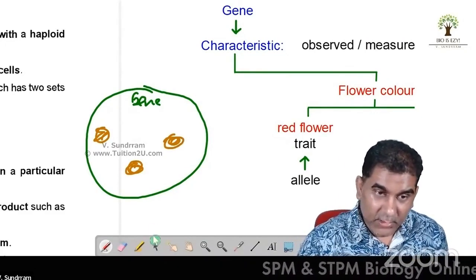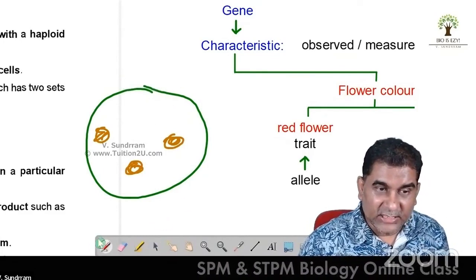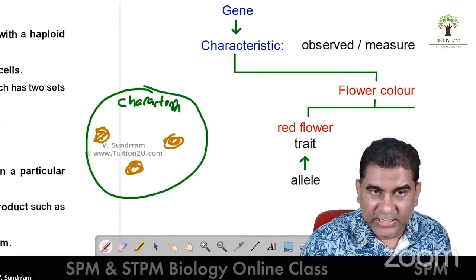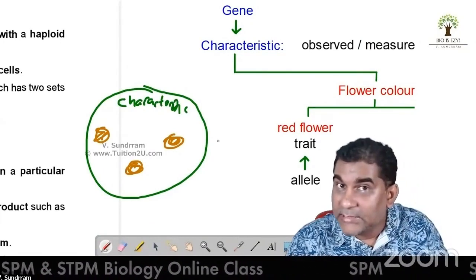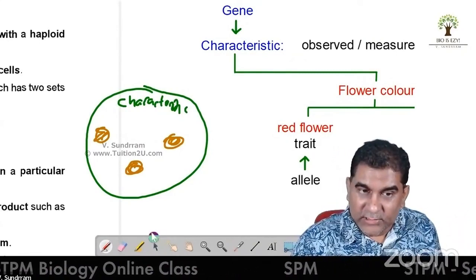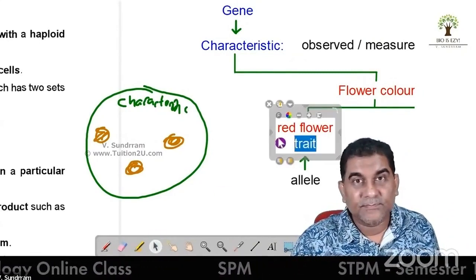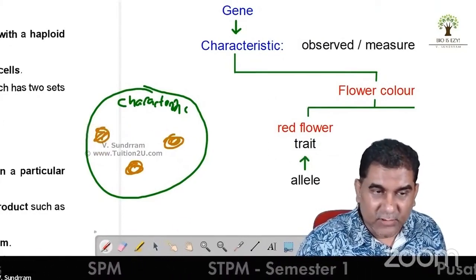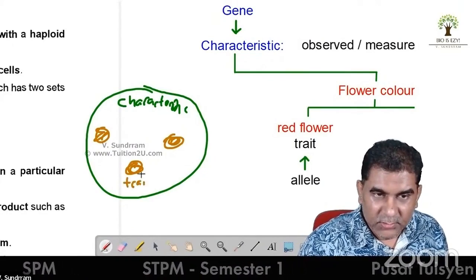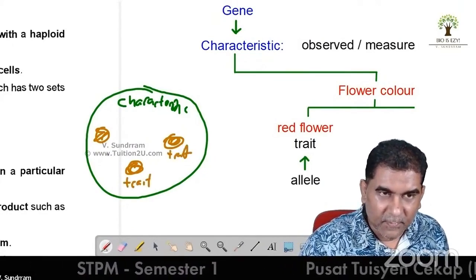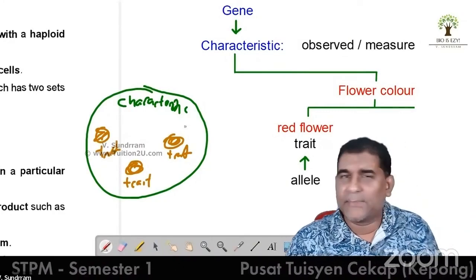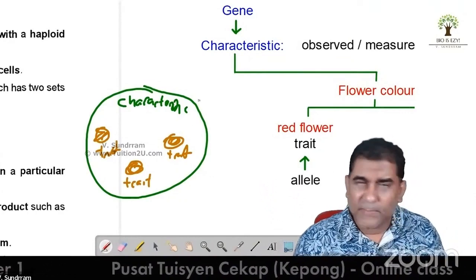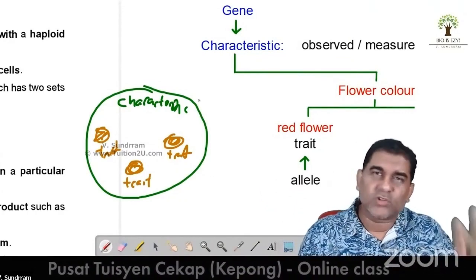Same thing. This large circle is the characteristic. But characteristic got different forms. We call them traits. Every one of these brown circles represents what we call a trait. Maybe got 3 traits, 4 traits, maybe 2 traits. Normally it's 2, sometimes 3, can be more than that also. But in our syllabus we stop at 2 or 3.